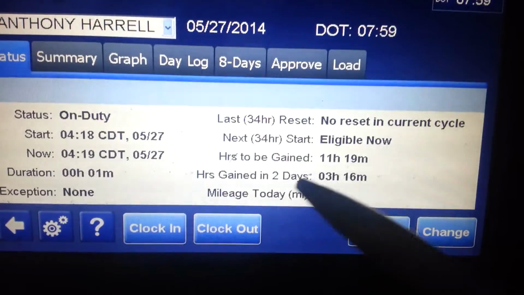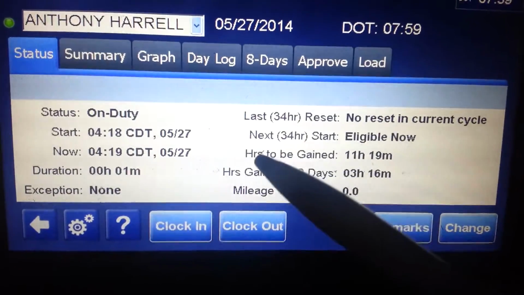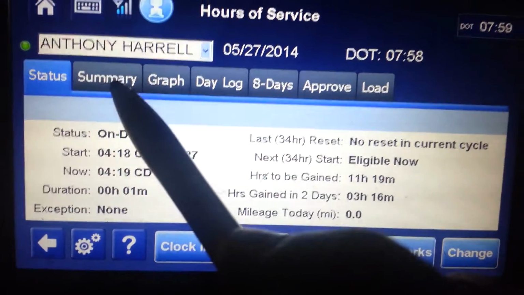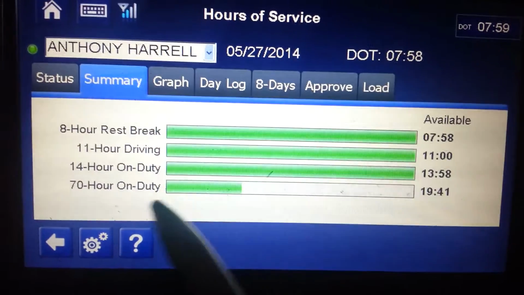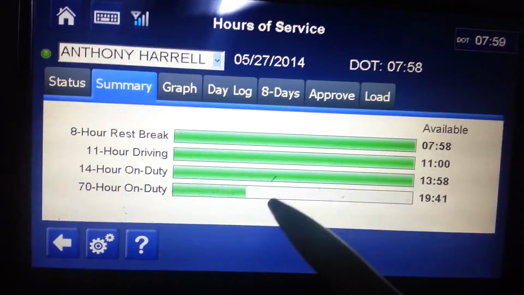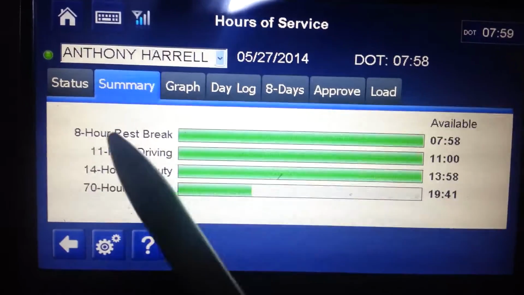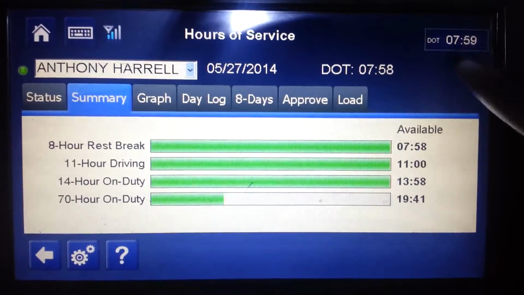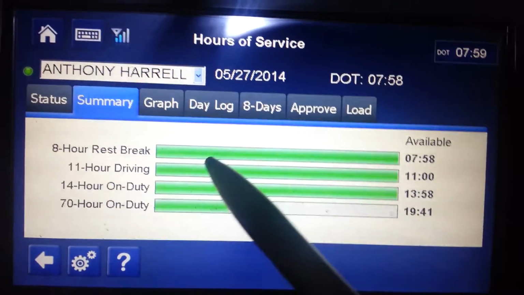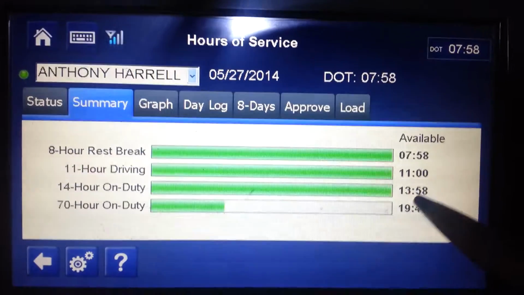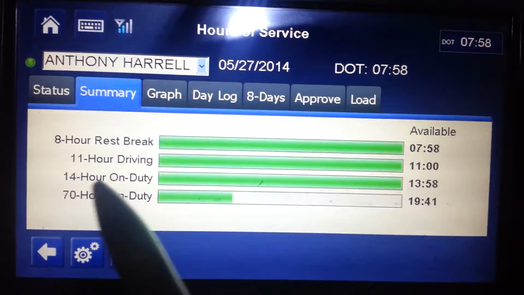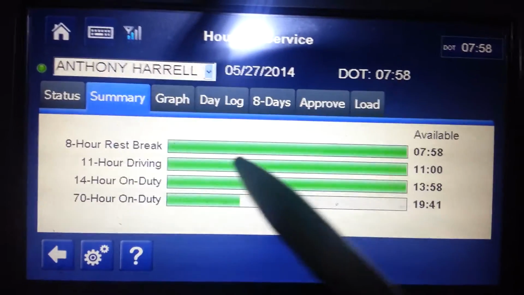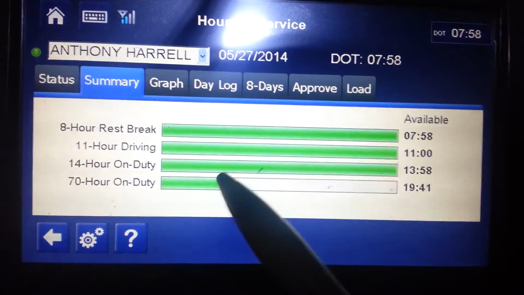Now, for y'all who need to know this, you see this? Hours to be gained, 11 hours, 19 minutes. That 11 hours is going to get added on to my 70-hour clock tomorrow. Right now, this 8-hour rest break is taking away the time up here from that bar, as well as my 14-hour clock for the day to work. So as that goes down, your 8-hour clock, your 14-hour clock goes down also.